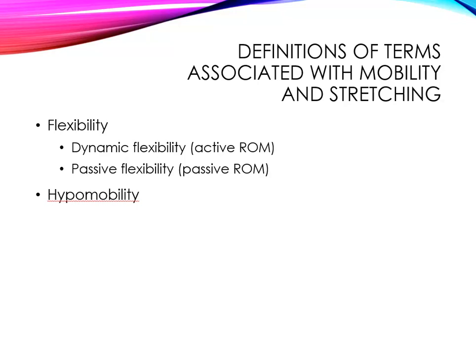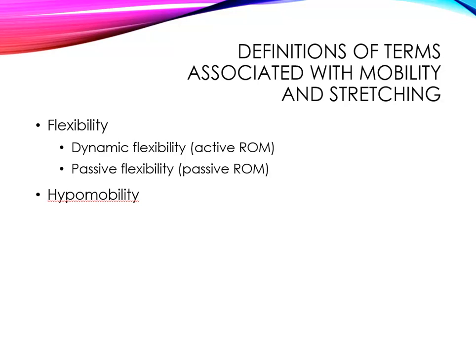Dynamic flexibility, a form of flexibility also referred to as active mobility or active range of motion, is the extent to which an active muscle contraction can rotate a joint through its available range of motion. Dynamic flexibility depends on the ability of a muscle to contract through the range of motion and on the degree and quality of tissue extensibility.